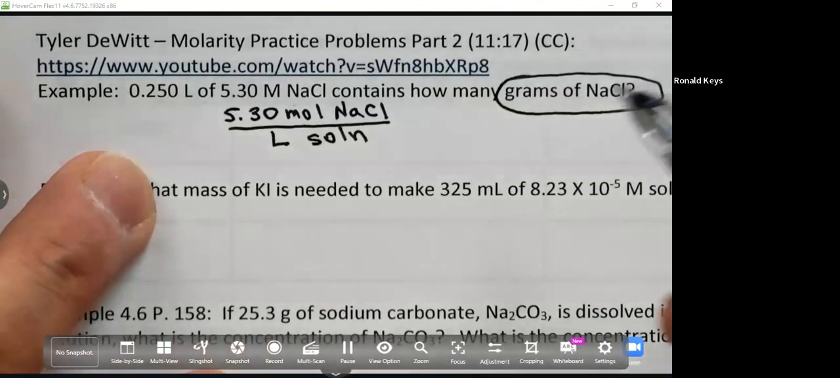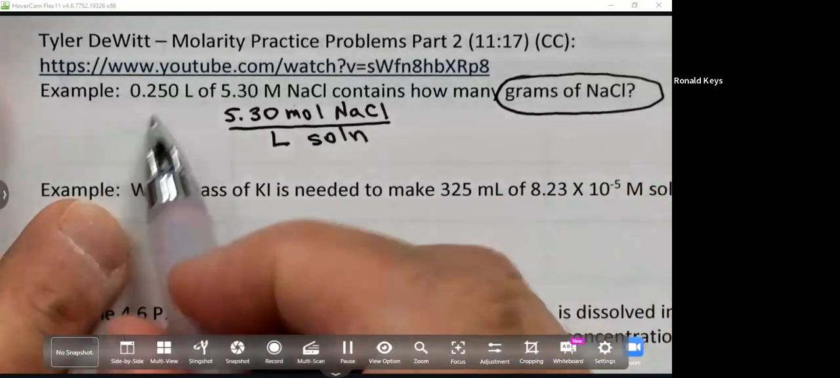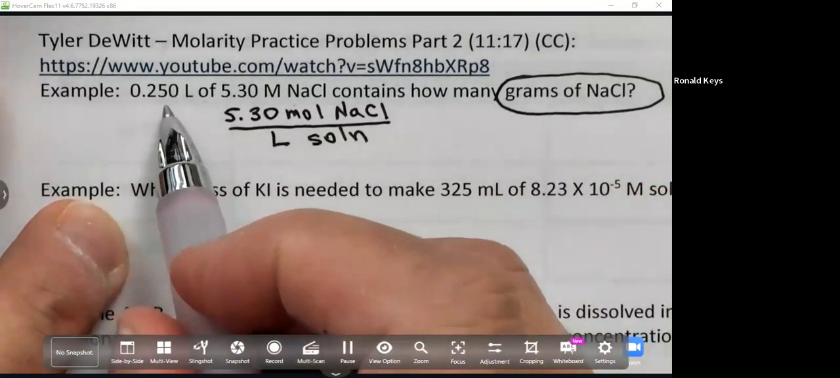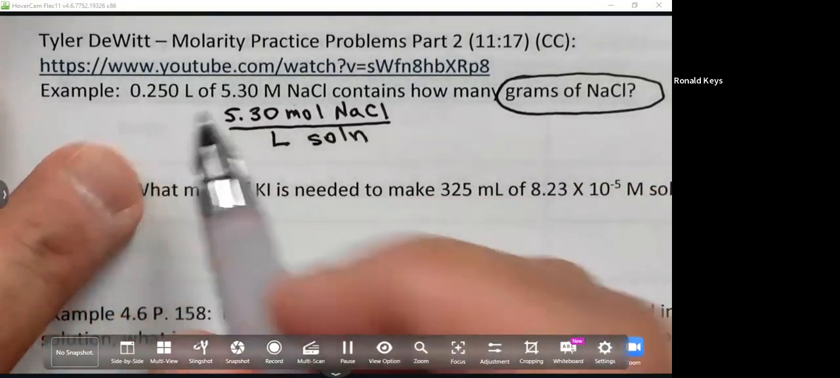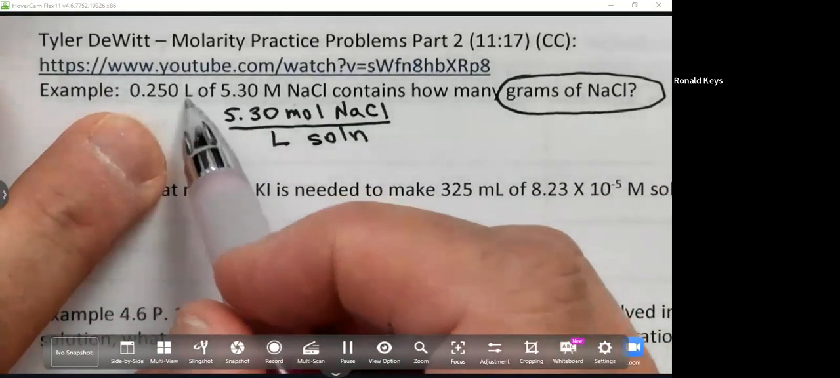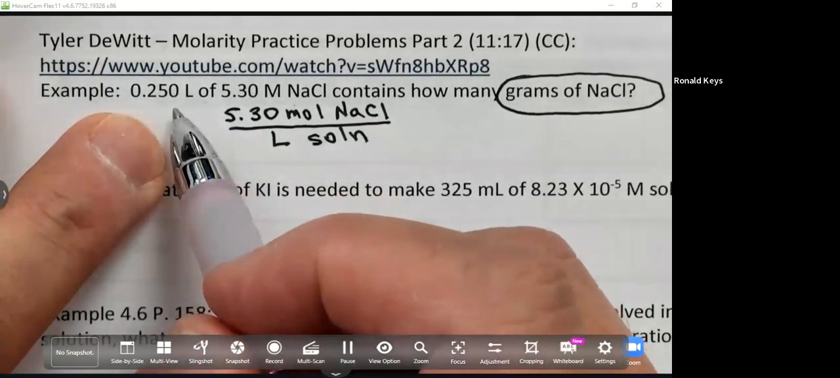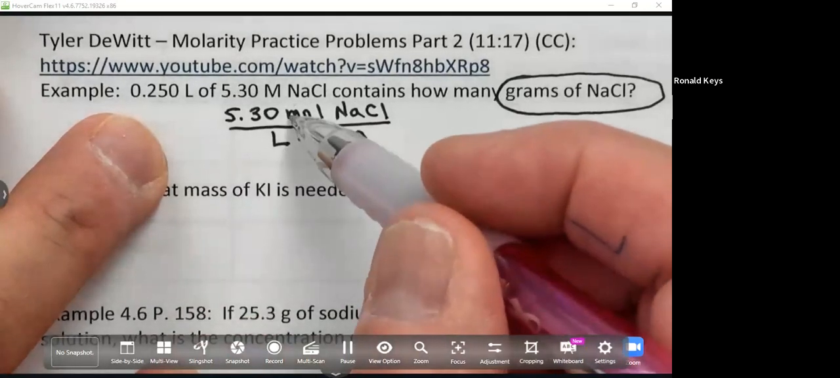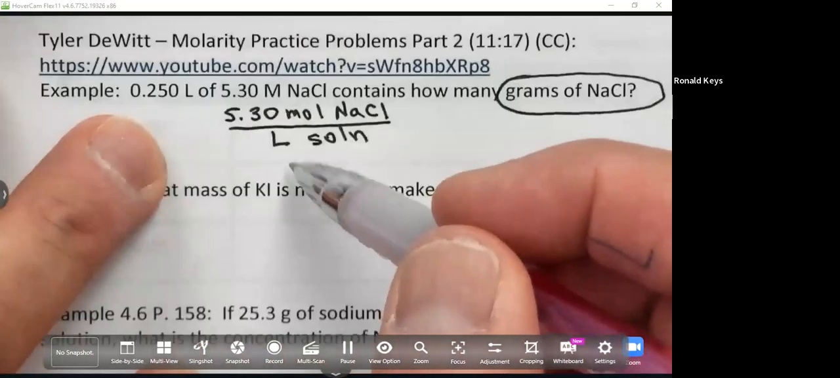Now that I wrote that there, it actually looks nice. I'm going to start with my single unit number. You always start with a single unit number. If you've got a single unit number, and liters is a single unit number, you always start with that and see if you can leave the double unit number alone or flip it.